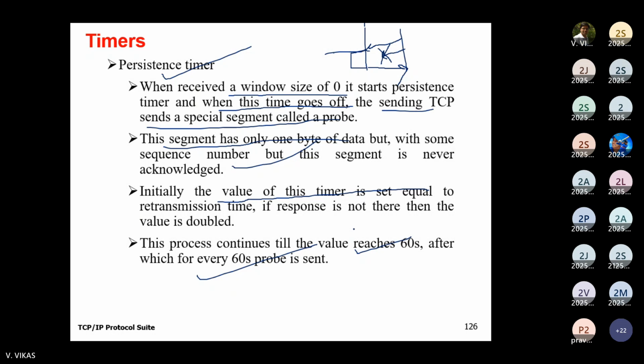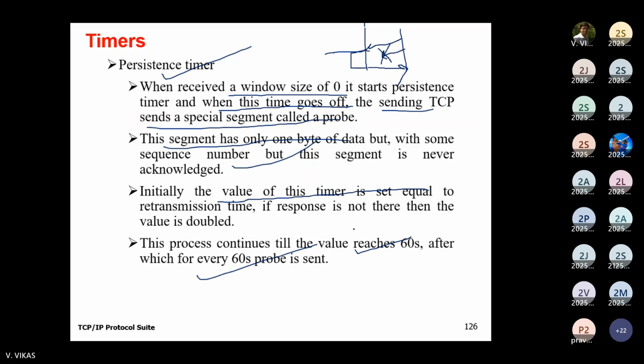That means the receiver has sent an acknowledgement with window size 0, and you keep quiet. Whenever the receiver has an update, it will send an acknowledgement with the updated window size, but if that acknowledgement is lost, you are not going to keep quiet. The persistent timer value will be equal to the retransmission timer. Whenever this value reaches 0, you double it in case you are not getting an acknowledgement. The sender continuously keeps sending, and when the value reaches 60, it sends every 60 seconds.